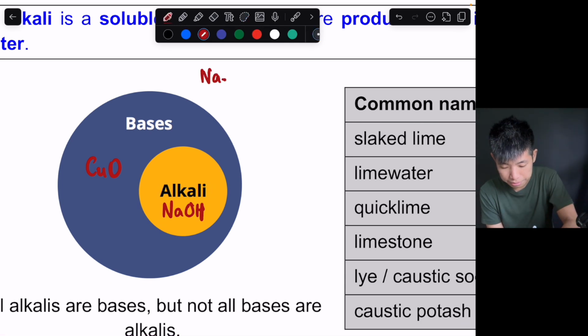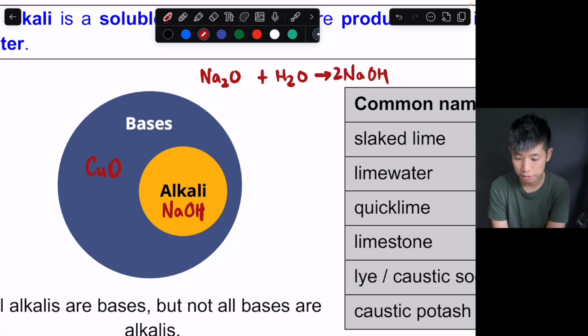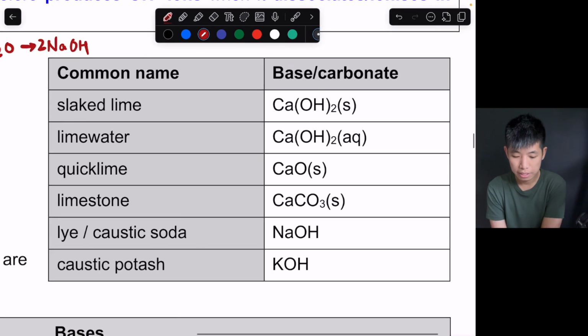Sodium oxide is considered an alkali because when you add it to water, it dissolves in water to form sodium hydroxide, which is also an alkali. So take note, for your oxides that are soluble in water, they actually produce the hydroxide, which is therefore the alkali. Over here in the table, it shows you some common names of bases that you can find around you.